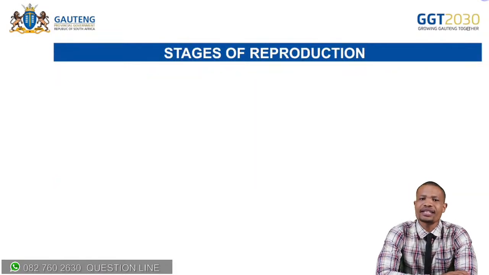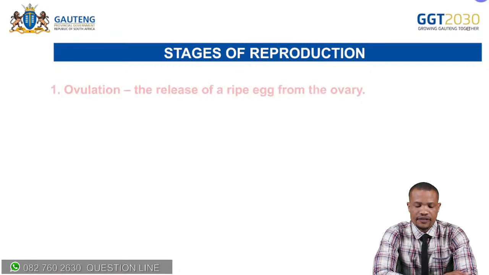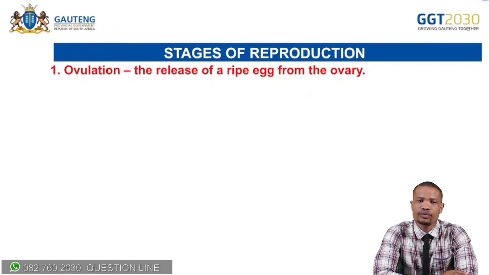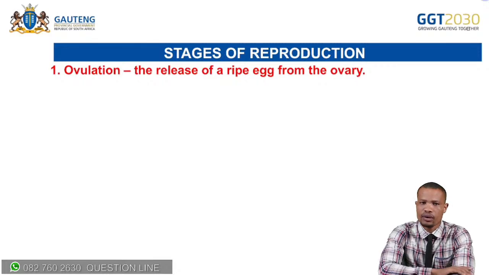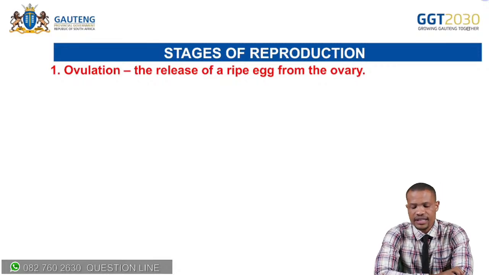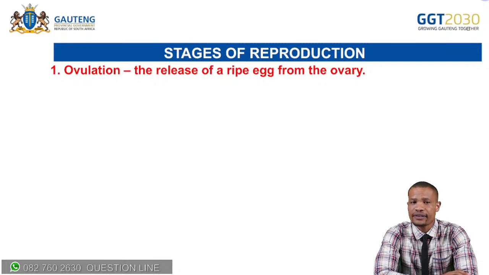Now let's talk about the stages of reproduction. Now reproduction occurs in certain stages, right? There are various stages that occur in the process of reproduction. Okay, right, so the very first stage, which is important for reproduction to take place, is ovulation. Ovulation is the release of a ripe egg from one of the ovaries of a female.